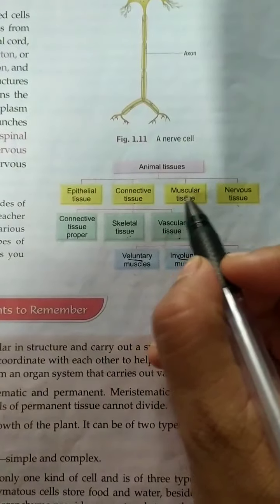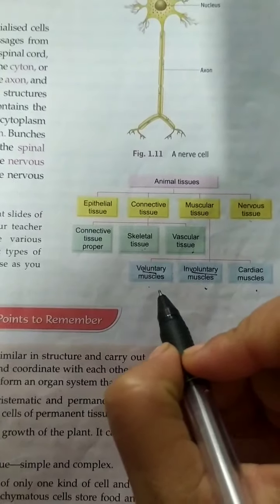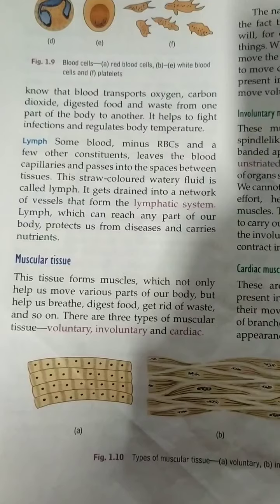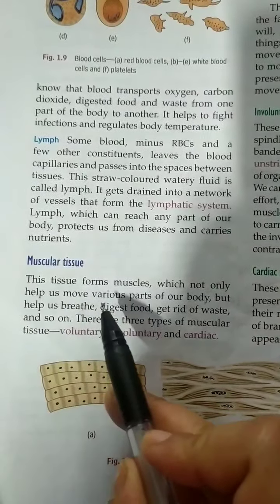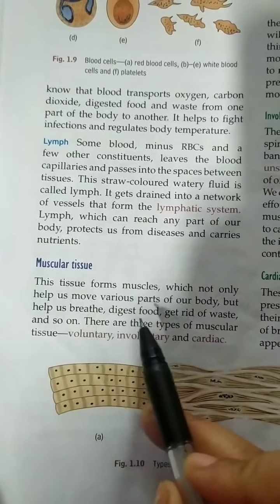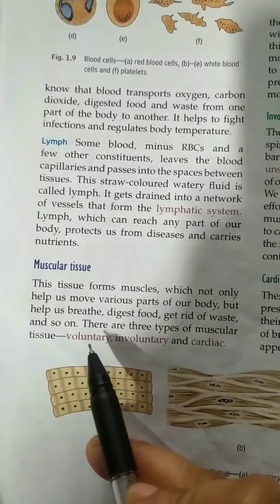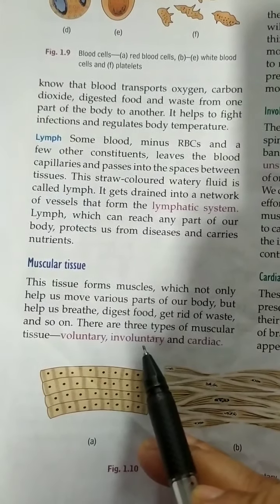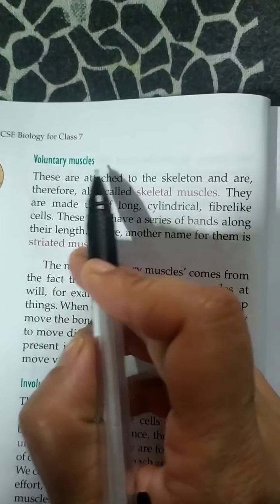Today we will discuss muscular tissue, and there are three types of muscular tissue: voluntary muscles, involuntary muscles and the cardiac muscles. Muscular tissues form the muscles which not only help in the movement of the various parts of the body but also help in breathing, digestion, getting rid of waste from the body and so on. I already taught you about the three types of muscular tissue: voluntary, involuntary and cardiac. So the first one is the voluntary muscles.